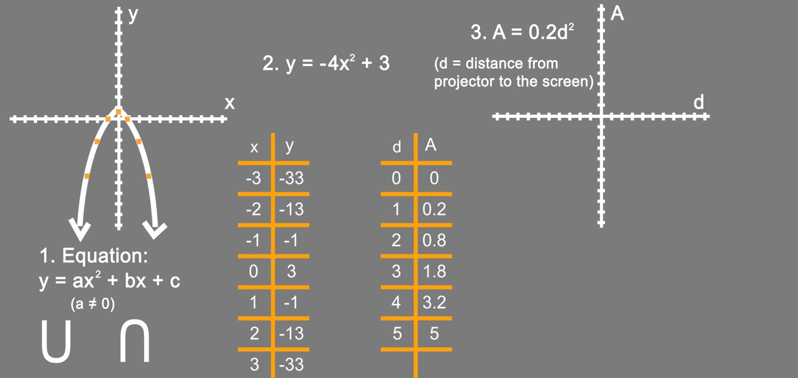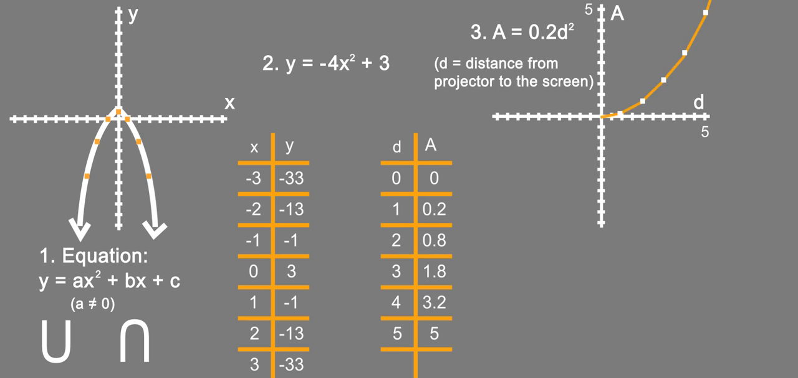So we will make each one of these, we're going from 0 to 5 in this positive direction on Y, so we'll make each one of these 5. So at 0, we are at 0. At 1, we are at 0.2. 2, we're at 0.8. 3, we're at 1.8. 4, we are at 3.2. And at 5, we are at 5. And then we simply connect the dots with a smooth curve.